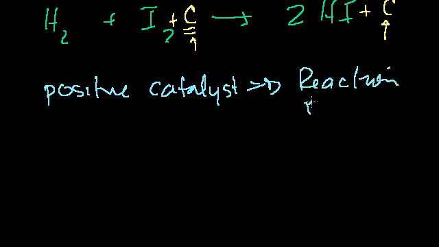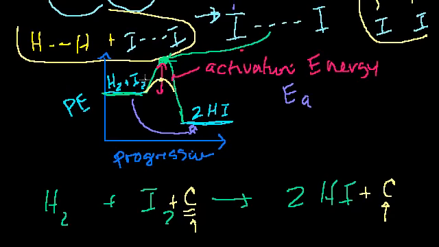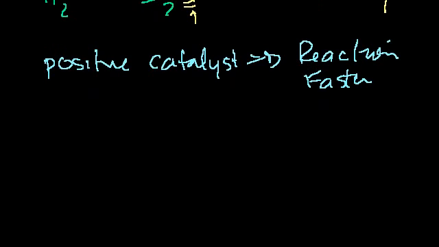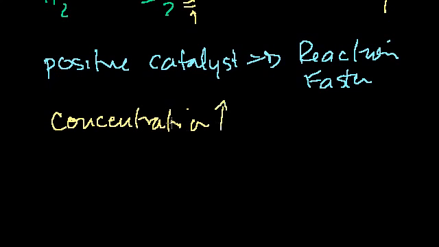More molecules are going to bump into each other just right to get over this hump, because the hump will be lower when you have a catalyst. Also, if you increase the concentration of molecules, then you just have more stuff to bump into each other. There's just the likelihood.